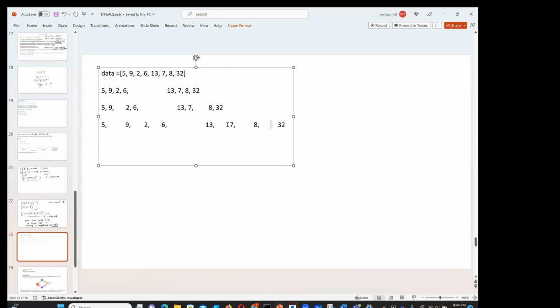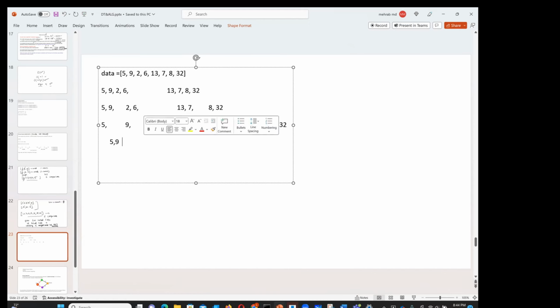Okay, now since each of these is only one element, they are sorted, so I can start merging, right? So 5 and 9, can I merge? Yes. How many operations will I need? Just one operation, one comparison between 5 and 9, right?